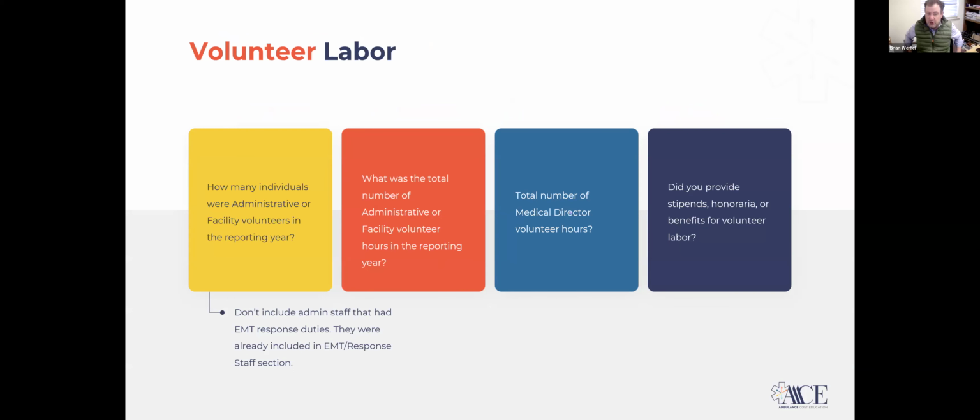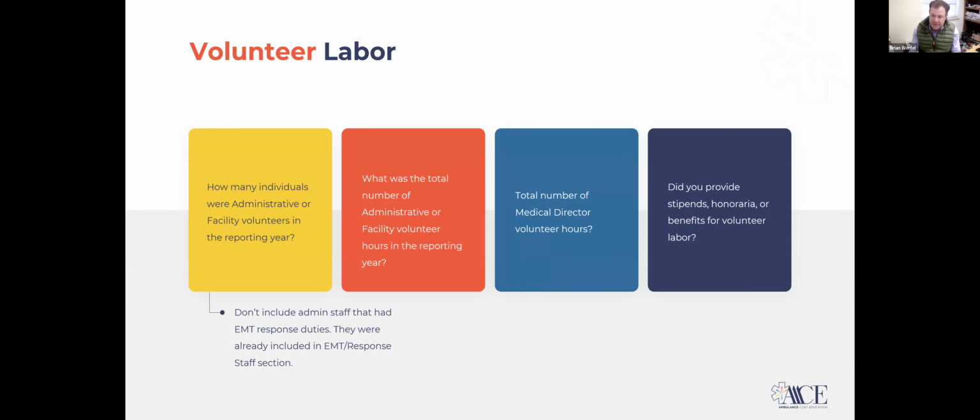When we get to volunteer labor, they will ask similar questions, meaning you'll be asked to assign them to either the EMS response side of the equation or the administrative facility side of the equation. They will then specifically ask whether or not your medical director is a volunteer. One of the questions they will then ask you, to the extent you indicate that yes, we do use volunteer labor, is whether or not you provide any compensation to them in a form other than formal wages. So for instance, do you provide stipends or honoraria or some other benefit to your volunteer employees? If so, then you would report that here.